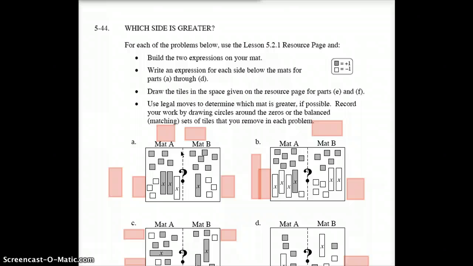All right, now when you've come back, you should have canceled those three negatives here cancel these three positives there. And also, this positive and negative cancel, leaving you with an x plus 2 on this side. On this one, these three there cancel these three here, leaving you with an x plus 3. Well, the x's on both sides will cancel, and these two positives will cancel these two positives, leaving me with one extra positive on the b side, so mat b would be greater.